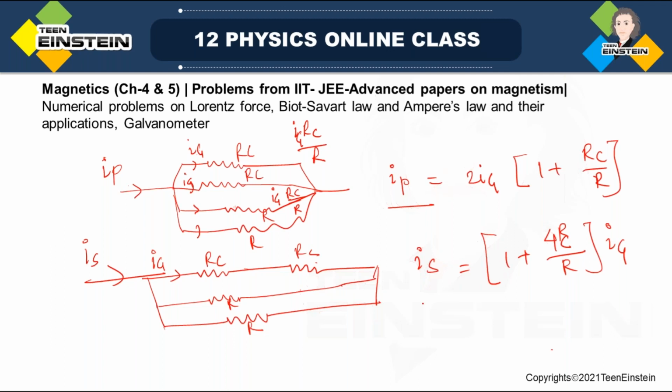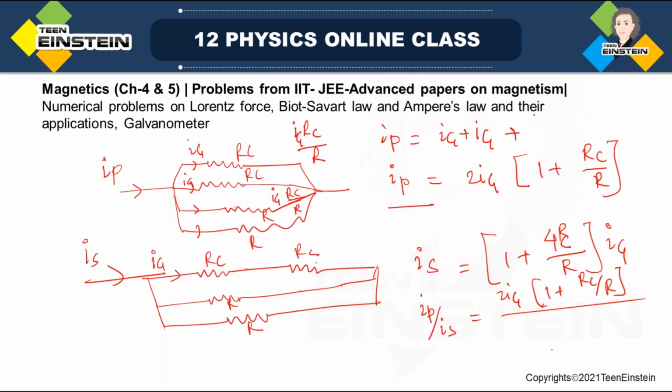Look, in this case I'll just go with IP by IS. If I go by IP by IS, see, IP is 2IG whole into 1 plus RC by R. Okay, actually IP, how do I write IP? I have written IG plus IG plus IG into RC by R plus IG into RC by R. This is how I have written this IP.